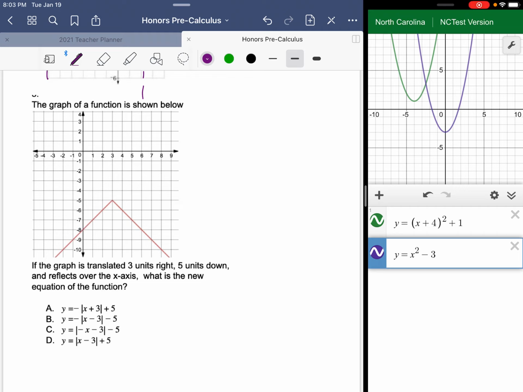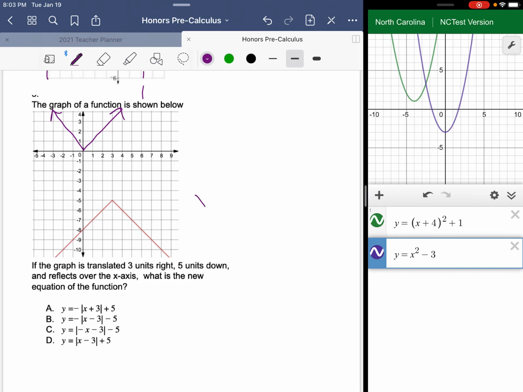All right, so for the next one, it says the graph of the function is shown below. If the graph is translated 3 units right and 5 units down and reflected over the x-axis, what is the new equation of this function? So basically what we're asking is what would the equation look like. So my original would have been just my absolute value function up here. So how did I get from this one to this one?